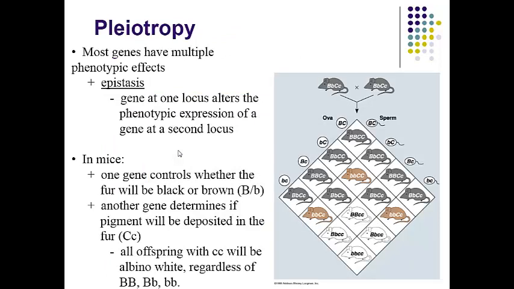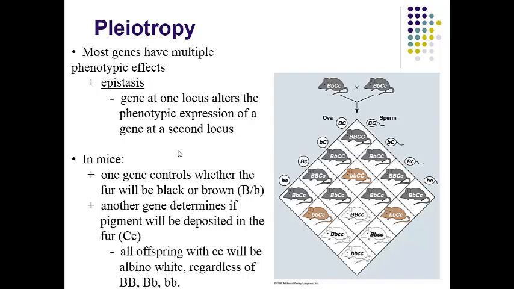Pleiotropy is when one gene has multiple phenotypic effects. So in many cases, one gene does not just perform one function in the body. It does not just control one thing. It can control many things. A good example of pleiotropy is when you're looking at genetic diseases caused by a faulty gene. There's never just one symptom. There's always multiple symptoms because that one gene is performing many functions within the body.